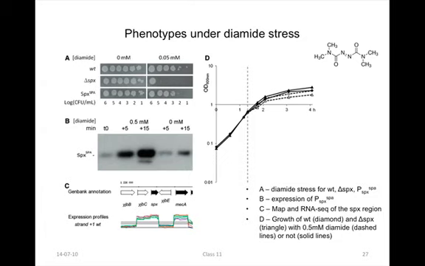Okay, what I've got here is if you knock out SPX and you stress it with diamide, and this is what the structure of diamide looks like, it doesn't grow very well. If you overexpress, if you put back the promoter under the SPX gene, you can recover SPX activity and bring it back to wild type.